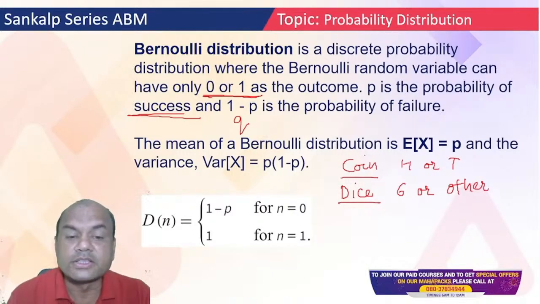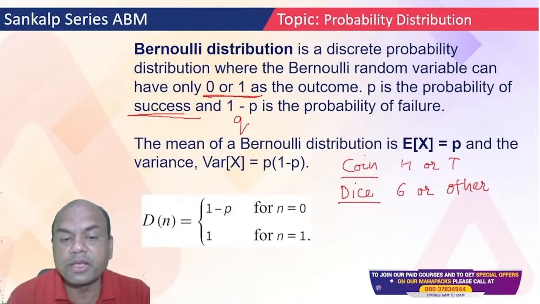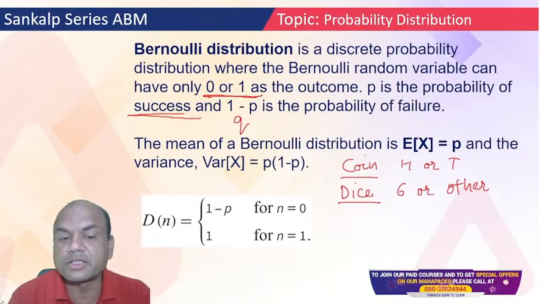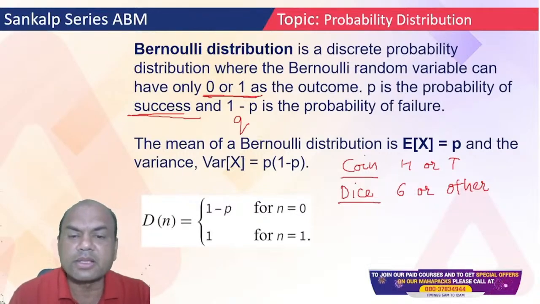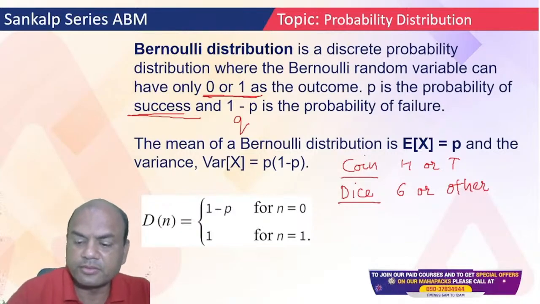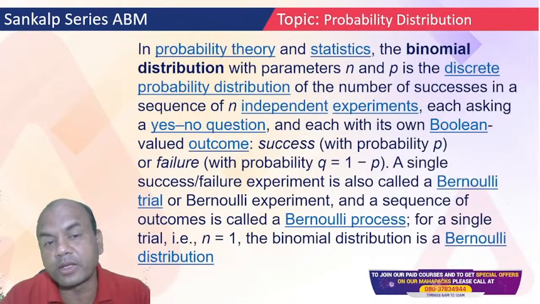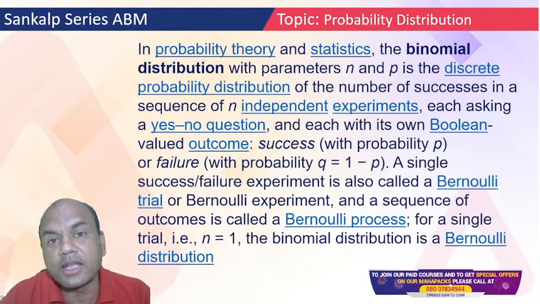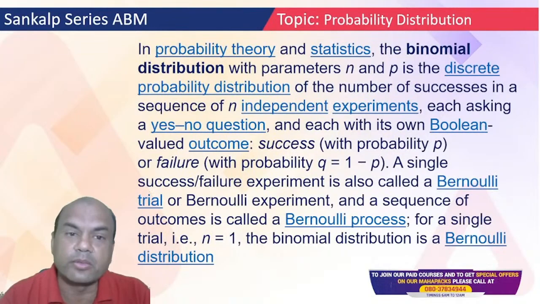Now P equals 1 for n equals 1, and for n equals 0 it is Q, 1 minus P. So remember this, either it is success or failure. Simple. Now next go to the binomial distribution. If I go on repeating Bernoulli 10 times, then that is called binomial.